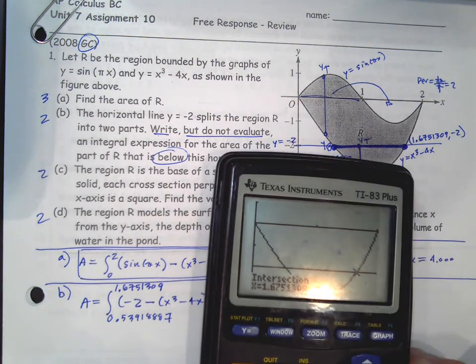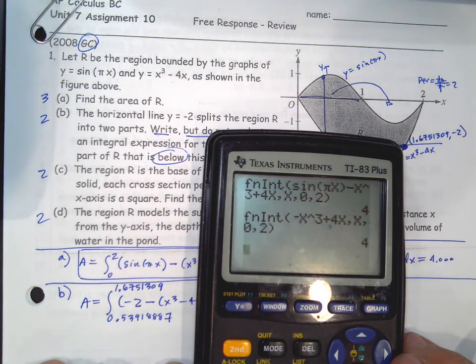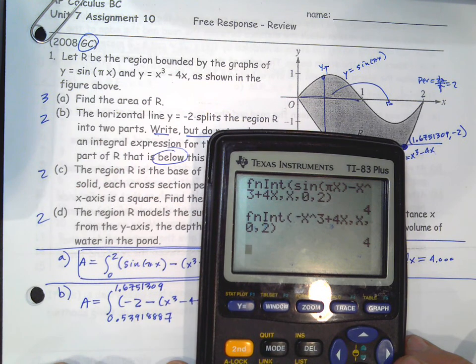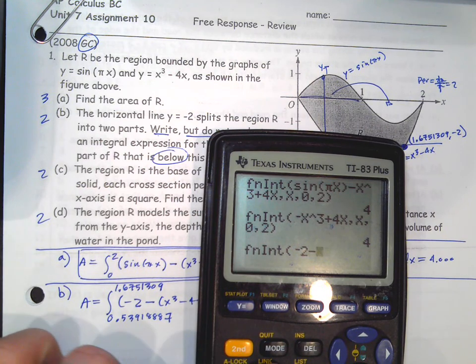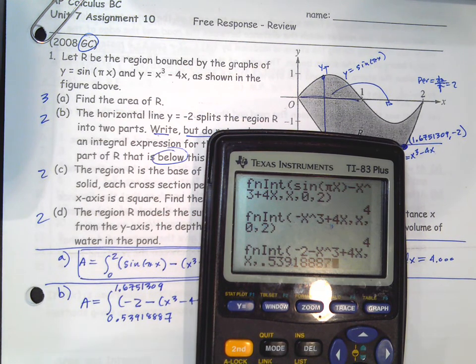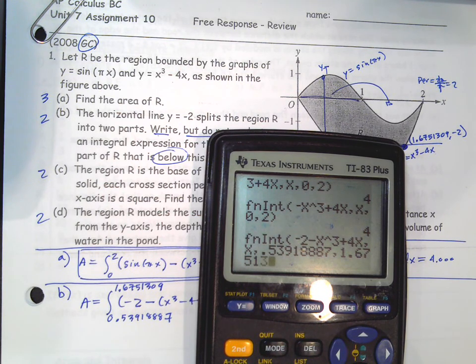And then we're going to calculate it on our calculator. So we're going to do math 9, negative 2 minus x to the third plus 4x, comma, x, comma, 0.539188887, comma, 1.6751309.